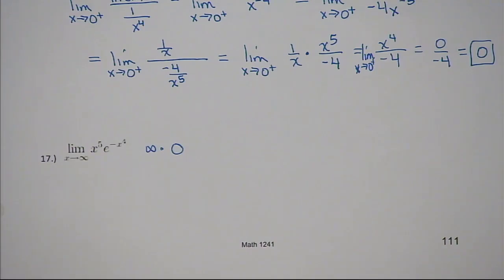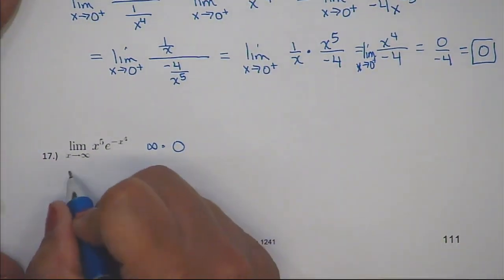I would choose the e because when you take the e and put it in the bottom, it's going to be a positive x to the 4th. If you take the x to the 5th and put it in the bottom, it's going to become x to the negative 5, and then you have more negatives to deal with. So I think I'm going to put the e in the bottom. So let's see how that looks.